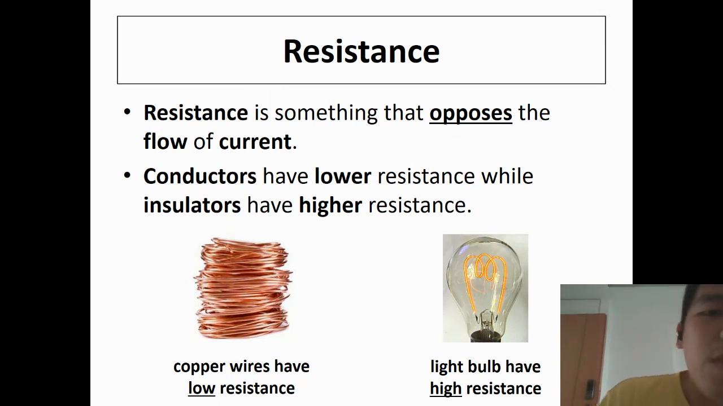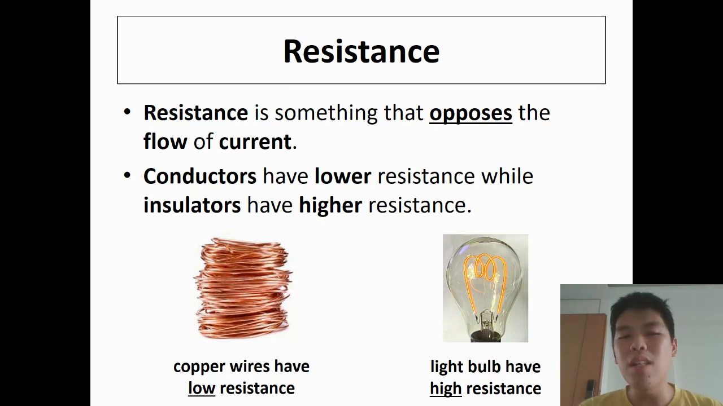electricity. So resistance is something that opposes the flow of current. Opposes means block, that means go against, do not allow. Conductors have lower resistance while insulators have higher resistance. Recall, we talked about conductors. Conductors are examples like your copper wire. They have very low resistance. That's why electricity, or electric current, can flow through.